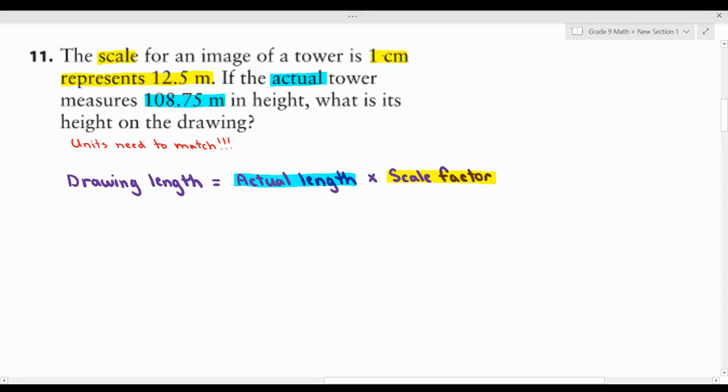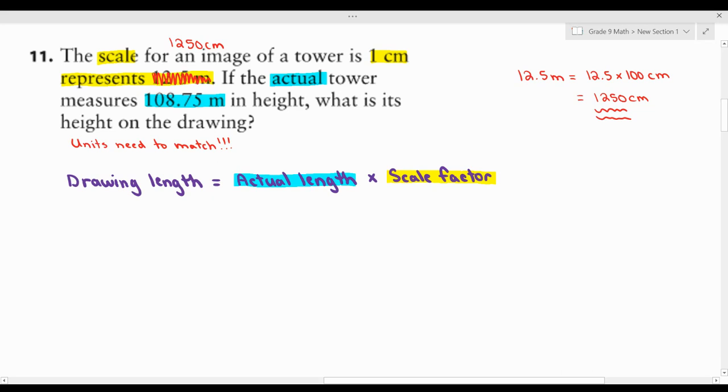Okay, so I have 1 centimeter here, but I have 12.5 meters. So keep in mind, right, 12.5 meters would be the same thing as 12.5 times 100 centimeters, because there's 100 centimeters in 1 meter. So we could say that 12.5 meters is the same thing as 1,250 centimeters. So I'm actually going to go back to my question. I'm going to cross this out and say 1,250 centimeters. Okay, so now they're matching.